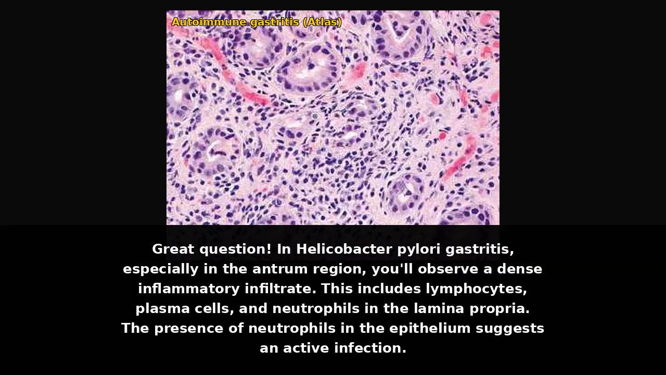Great question. In Helicobacter pylori gastritis, especially in the antrum region, you'll observe a dense inflammatory infiltrate. This includes lymphocytes, plasma cells, and neutrophils in the lamina propria. The presence of neutrophils in the epithelium suggests an active infection.